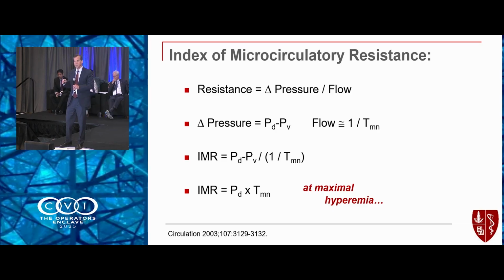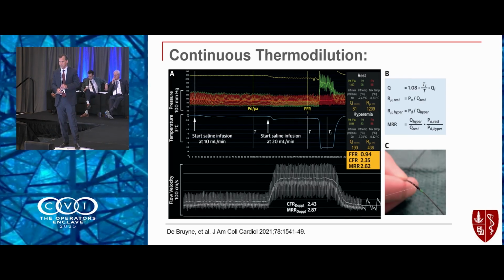And we do this during maximal hyperemia. The reason that's important is because we're measuring the minimum achievable resistance, which we think is a reflection of the health of the microcirculation. It also eliminates the impact of changes in heart rate and blood pressure and other variabilities, making it a very reproducible index.